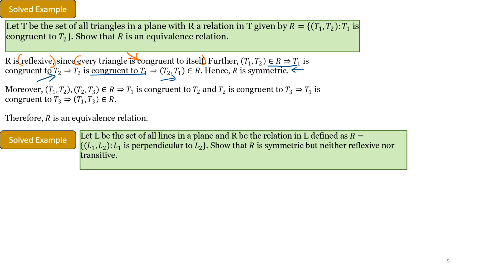Let L be the set of all lines in a plane and R be the relation in L defined as R equal to (L1, L2), such that L1 is perpendicular to L2. Show that R is symmetric but neither reflexive nor transitive.